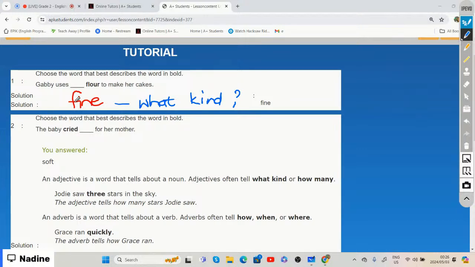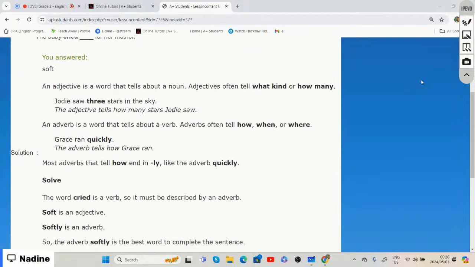Remember, you need to ask yourself questions like, is it an adjective that tells me what kind, or is it an adjective that tells me how many? And the same with adverbs. Is it telling me how? Is it telling me when? Or is it telling me where? Yes. So what kind is correct. Well done. And we just said that an adjective tells you about the noun, and it tells you what kind as well as how many.